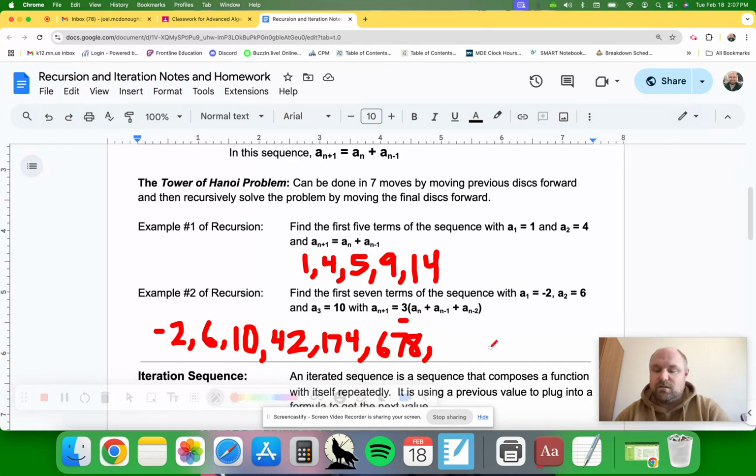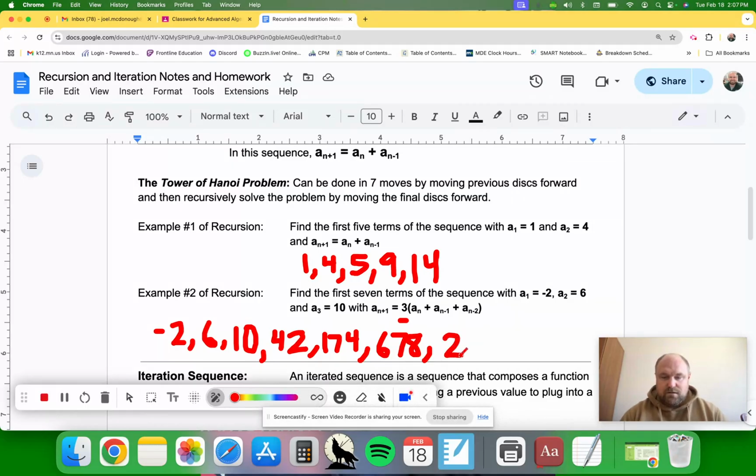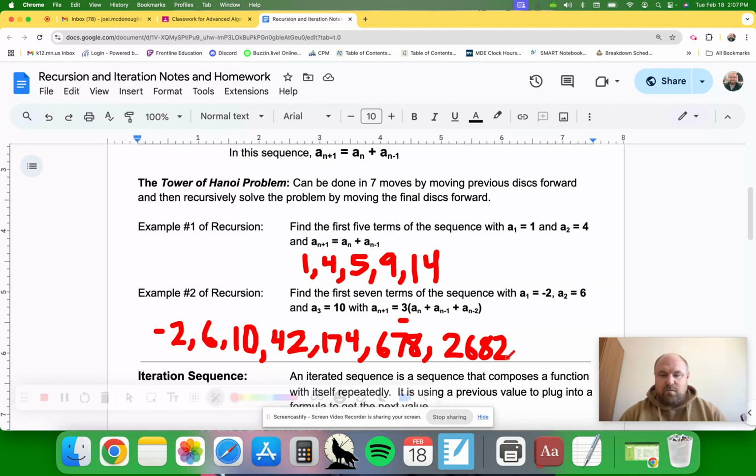So 678 plus 174 plus 42 would give you 894, and then you would multiply that by 3 and you get 2,682. All right, so those would be your first 7 terms.